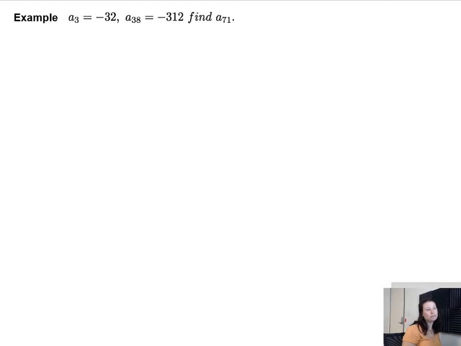Next example, they're giving us two terms and then wanting us to find a71. So this one's a little different. First we want to find d and then maybe find a1, and then we can set up the normal equation. So, how do we do this?